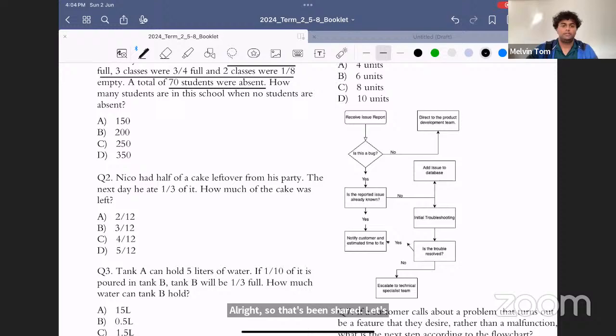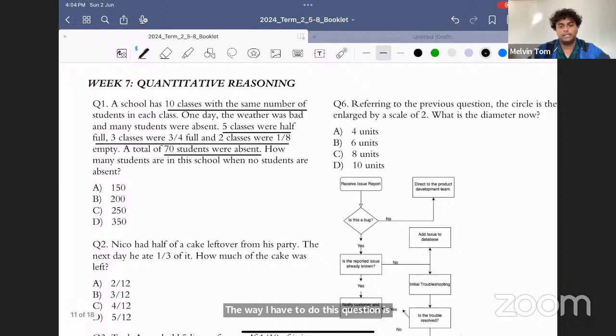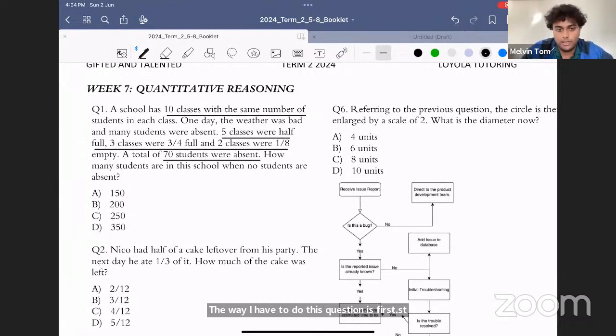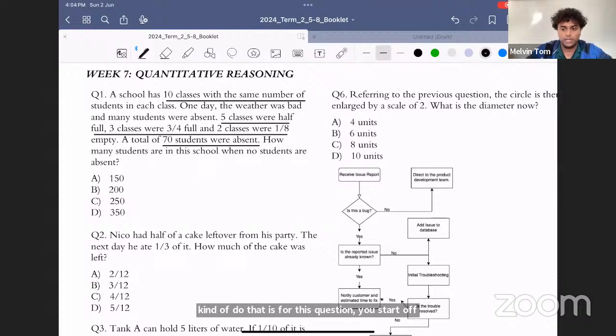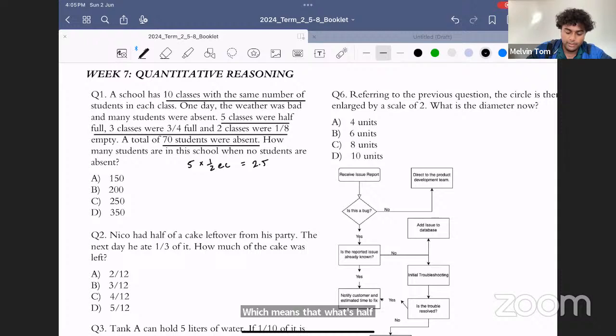So the way I like to do this question is first break down how many classes were empty. You start off with the first one, which says that 5 classes were half full. So that means half of the first 5 classes were empty. I'll say EC for empty classes. What's half of 5? 2.5. So there's 2.5 empty classes.